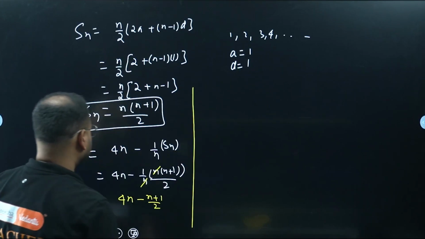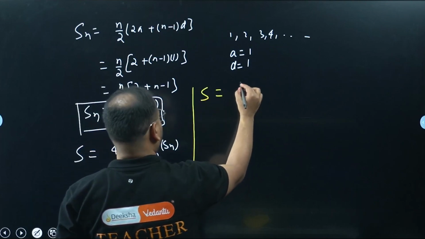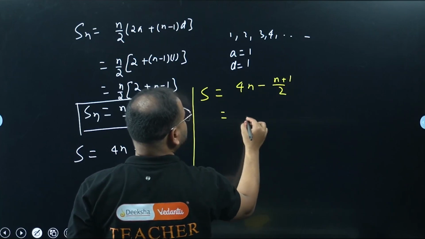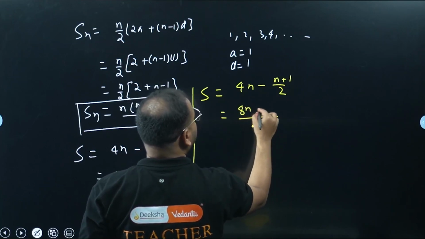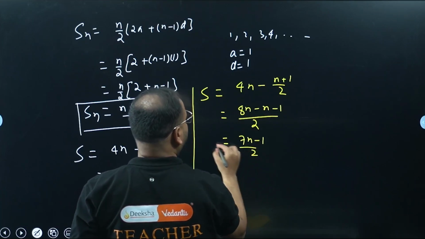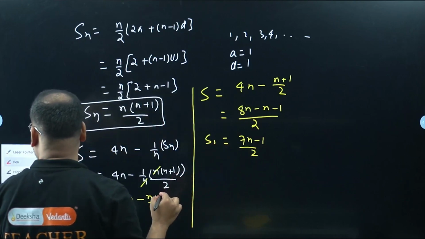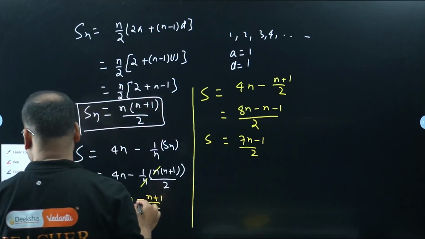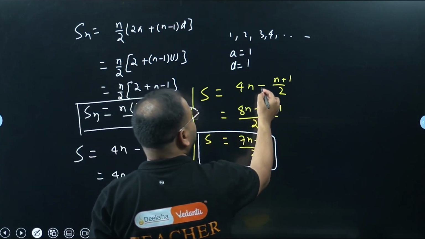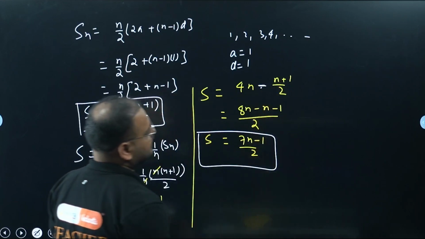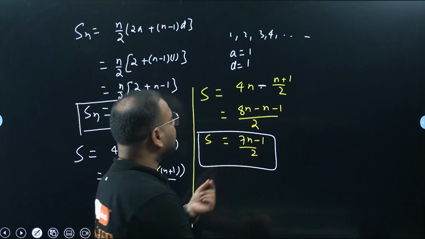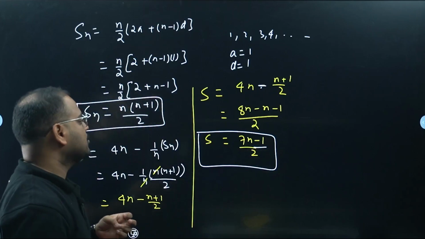Simplifying it forward. So I have S equals 4n minus n plus 1 in the numerator by 2. Simplify it by taking LCM. LCM is 2. This will become 8n minus n minus 1. This will be 7n minus 1 by 2. This is my answer for just S, the final terms sum. Why is it minus? If you expand this minus, minus n and minus 1 will be there. The minus will be applied to both the terms in the numerator, right? So minus n, minus 1. So 8n minus n is 7n and minus 1 is there only. So this is my sum.